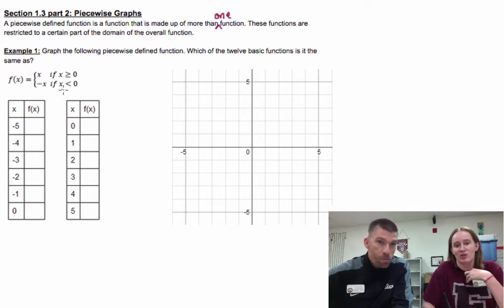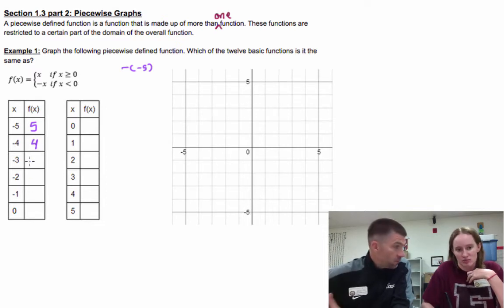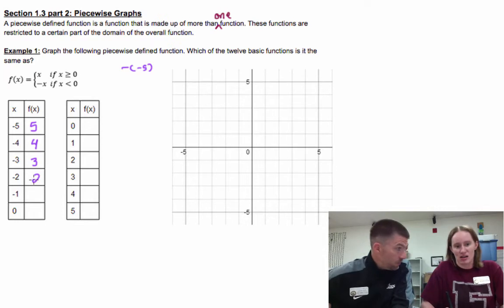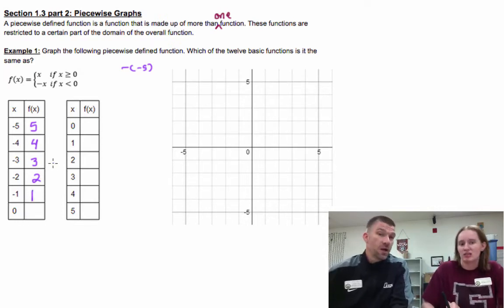This is the bottom one, and negative 5 is less than 0. So we'd plug it in right here and so say, negative 5, which is positive 5. And that should happen all the way down here. So negative 4, positive 4. Negative 3, positive 3. Negative 2, positive 2. And negative 1, positive 1. Okay.